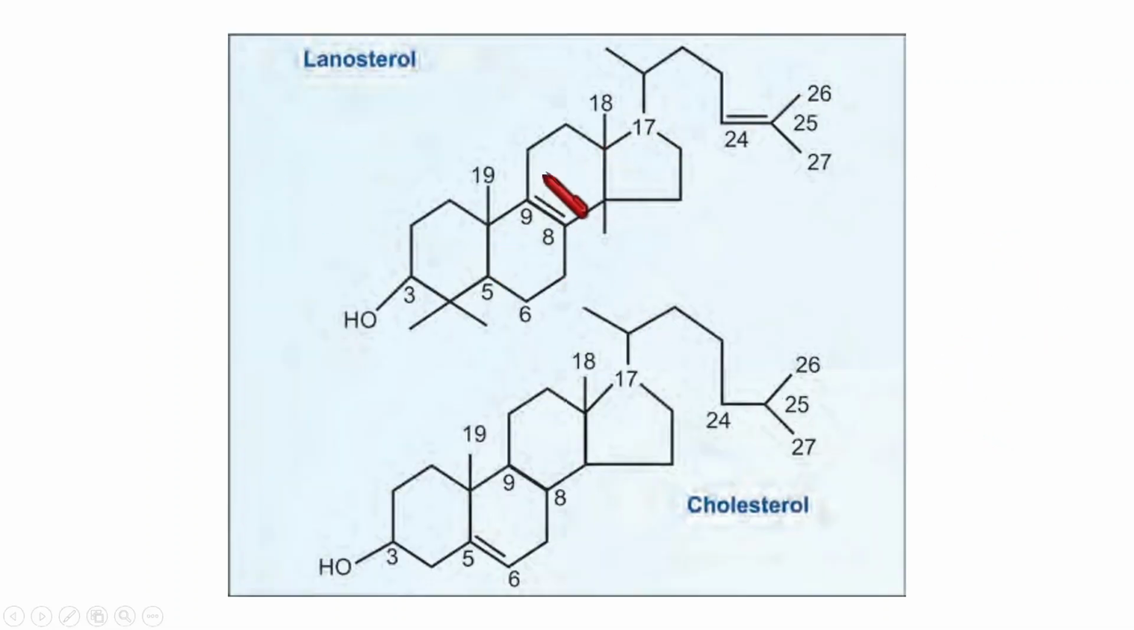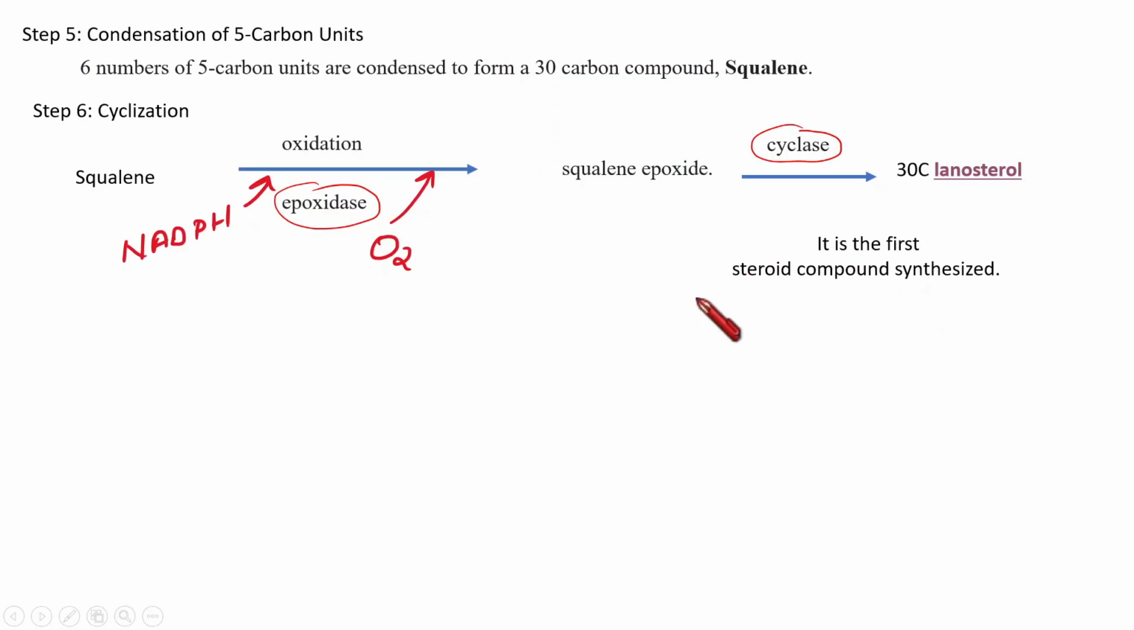Let's see its structure. So this is the lanosterol. It has more similarity with cholesterol. Still it has some differences. That difference needs to be adjusted to make it a cholesterol. Let's see how it is happening. Next, we need to cut its size and eliminate, do some modification. So let's see what those modifications are.